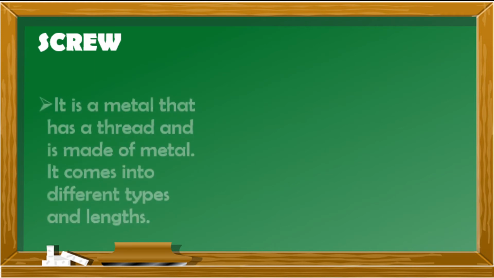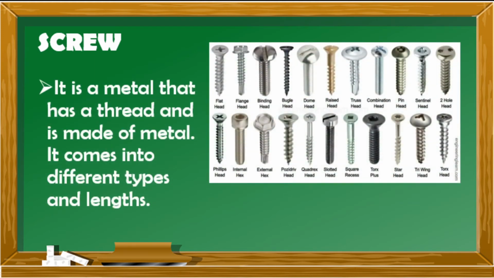Okay, so proceed na tayo. So, screw. So, meron naman tayong dalawang screw na common nating alam. Pero kung tutusin, marami tayong screws na ginagamit sa carpentry. So, what is screw? When you say screw, it is a metal that has a thread and is made of metal. It comes into different types and different lengths.